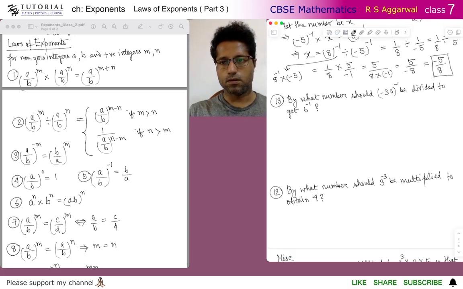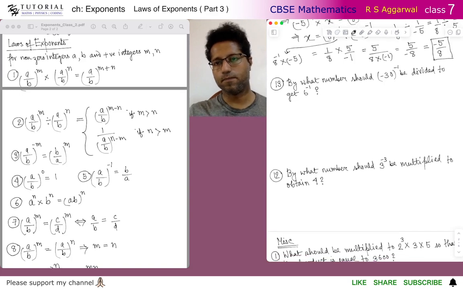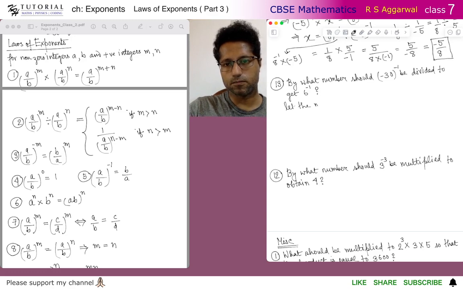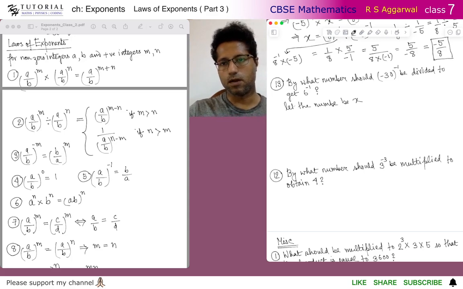Okay. Question number 13 says, by what number should minus 30 raised to the power minus 1, that is reciprocal of minus 30, be divided to get reciprocal of 6? Power minus 1 means, always remember, it's a reciprocal of the base. So let the required number that we have to find be x. This is how we solve this kind of problem. Let the number be x. Now we have to translate the given problem statement into a mathematical statement.